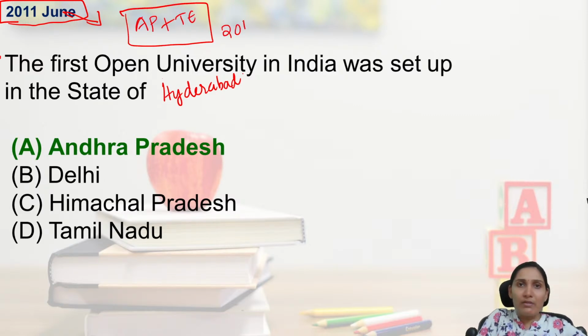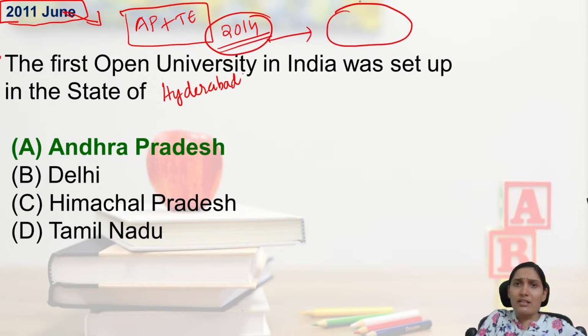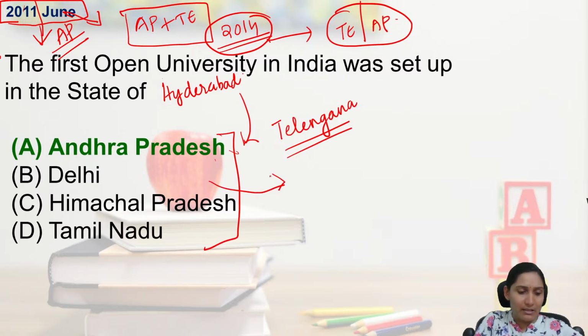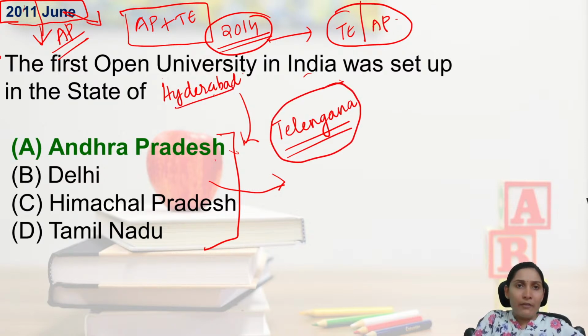But later in 2014 the bifurcation was done. The state of Andhra Pradesh was divided into Telangana and Andhra Pradesh. So if this question is asked now, then your answer should be Telangana. This question was asked in 2011 when there was only one state, Andhra Pradesh, and in the options also there was no option of Telangana, so I could not make it the other way. If the question is asked now, you should answer Telangana. The first open university in India was set up in Hyderabad. So it is in the state of Telangana now, earlier Andhra Pradesh.